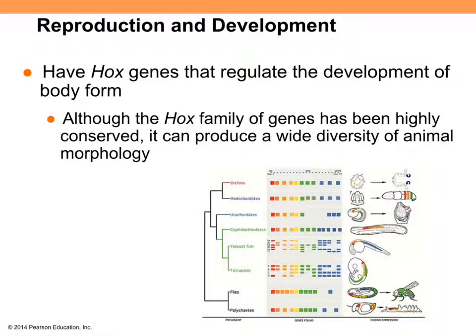So one way we get diversity within animal bodies is this Hox gene. And the Hox gene family has been highly conserved. So if we look at the actual sequence, it's the same over and over again in each species. But the repeats and the location of these repeats give us all types of body forms.